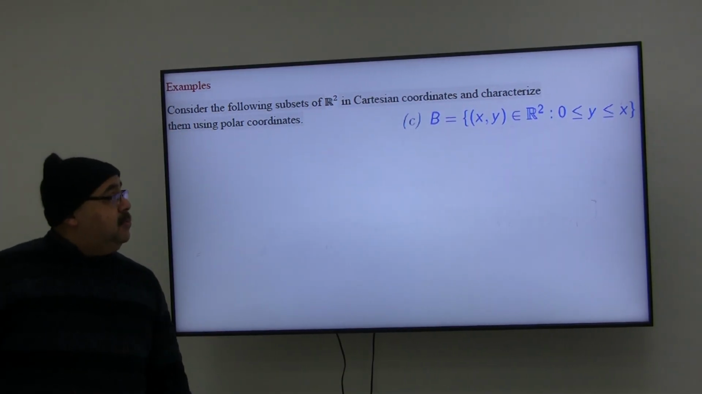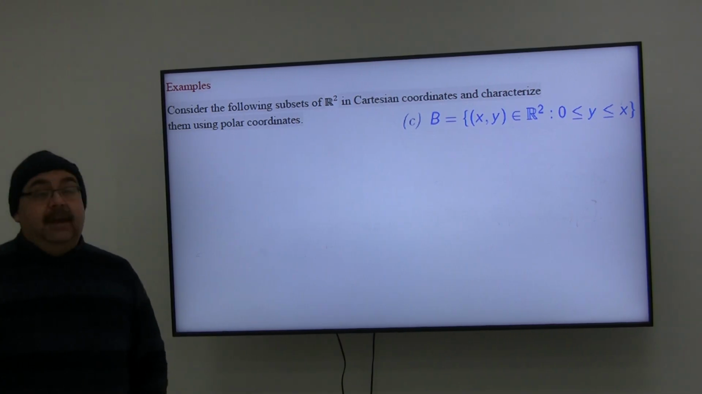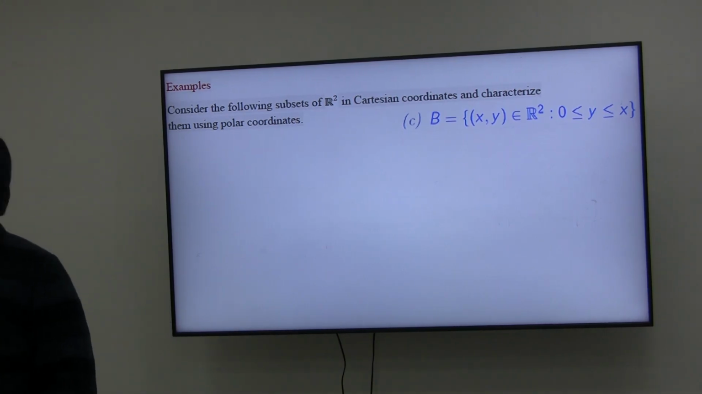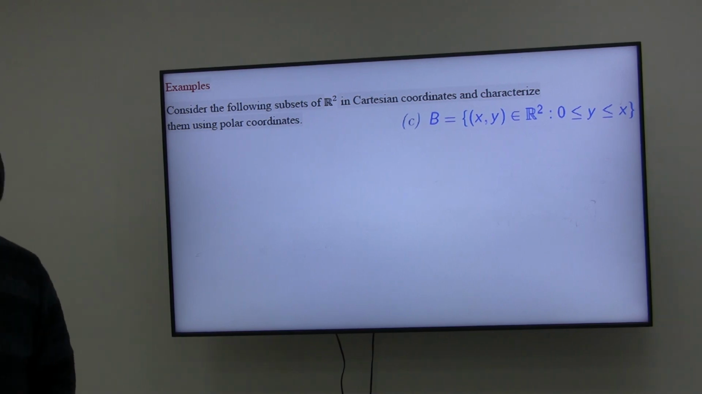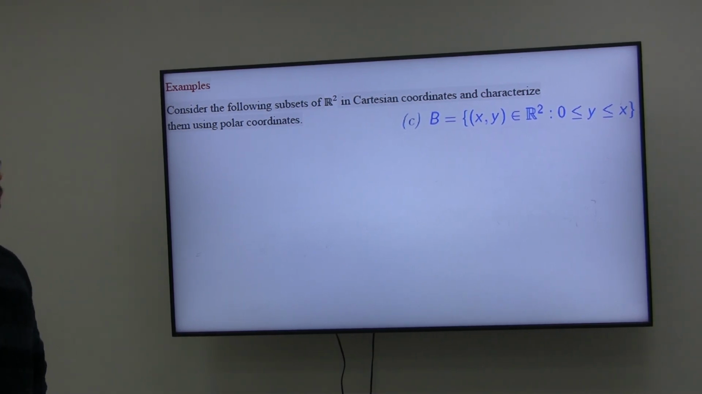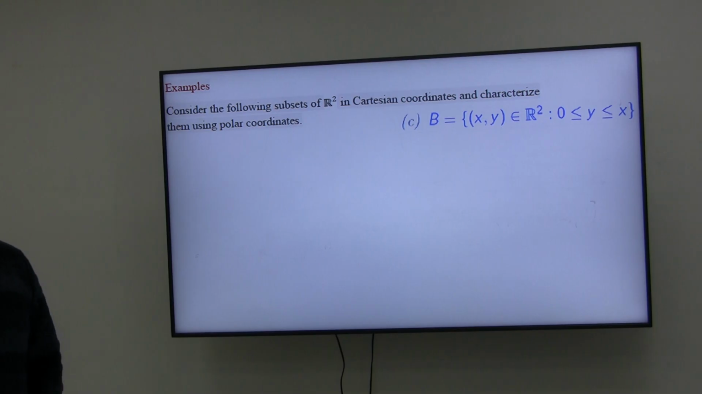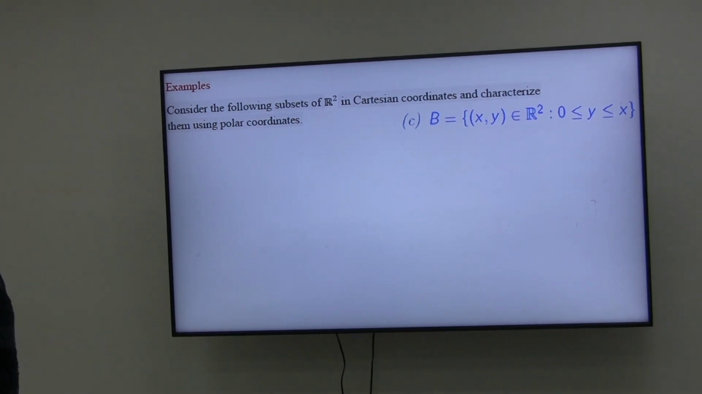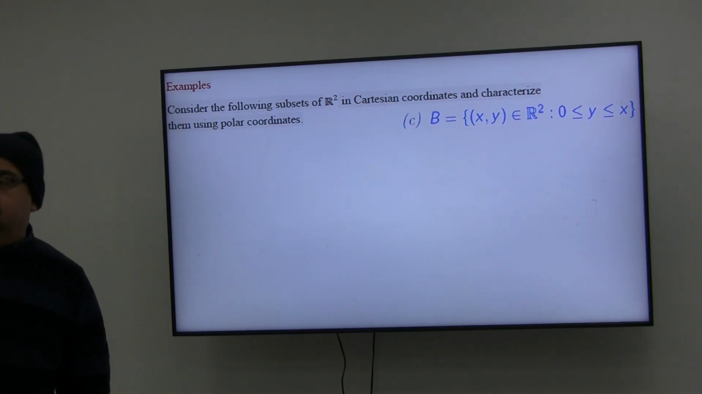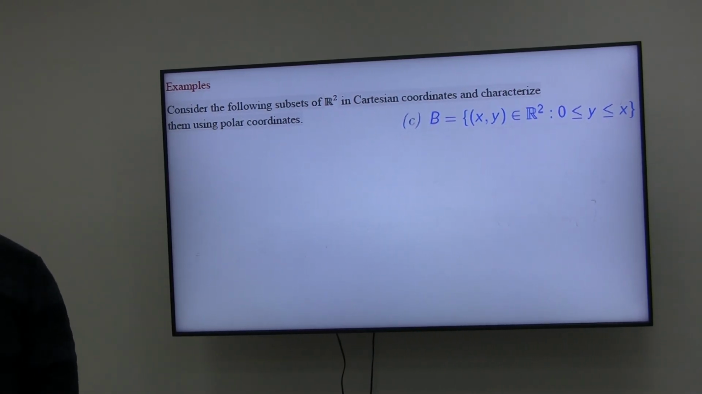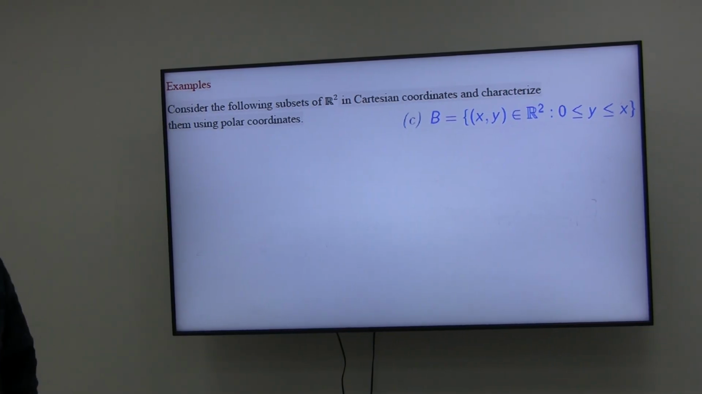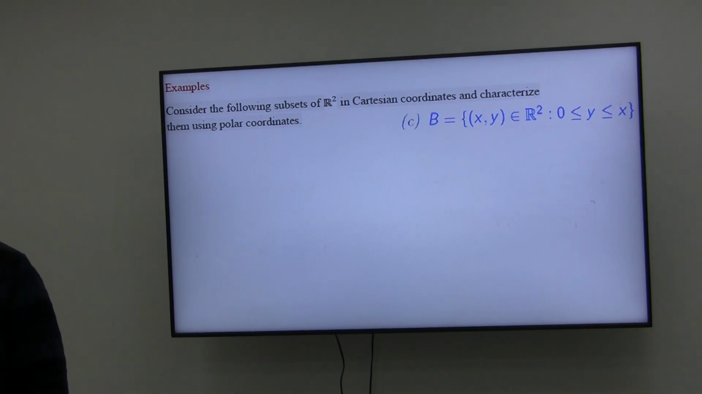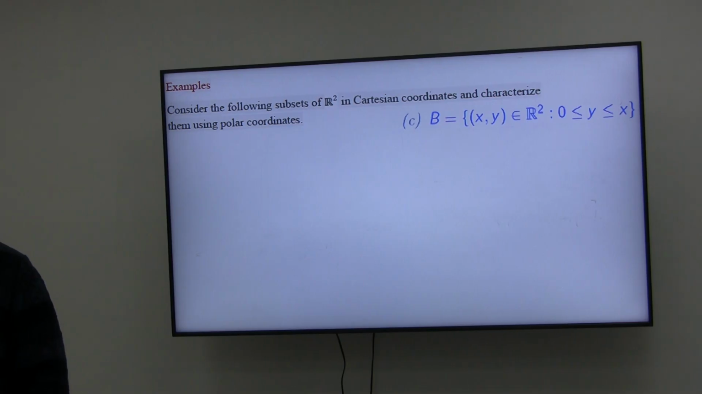Look, it says here I need you also to characterize, and I'll start this nice problem. B is the set of x, y belonging to R squared, which is in 2 dimensions, such that y is greater than or equal to 0 and less than or equal to x. What am I playing with and talking about? What does this represent? x is greater than or equal to y and y is greater than or equal to 0. What does what I wrote represent? Think about it.